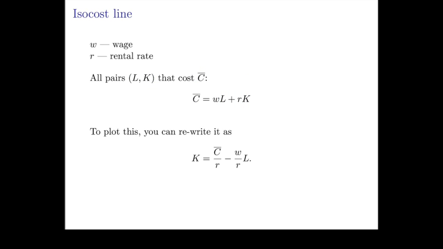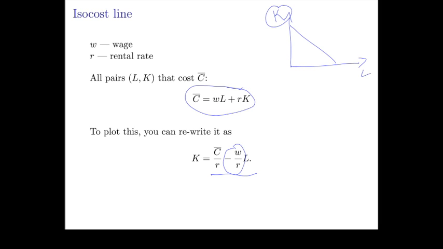So if you wanted to plot this, if we are going to put capital on the vertical axis and labor on the horizontal axis, we'd want to solve for capital in terms of labor. So then we would get C bar minus WL divided by R. In other words, C bar over R minus W divided by R times L. So that's going to give you a straight line of slope minus W over R. This should be very familiar.